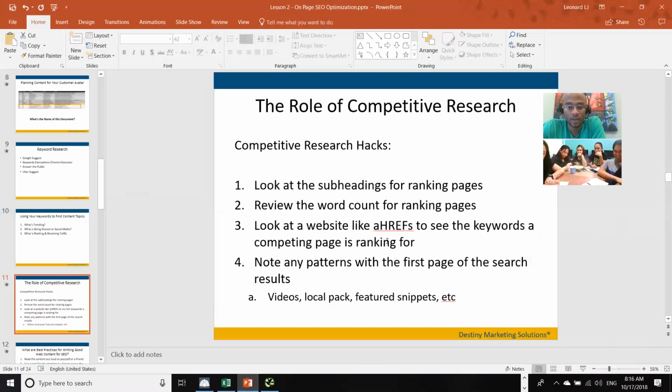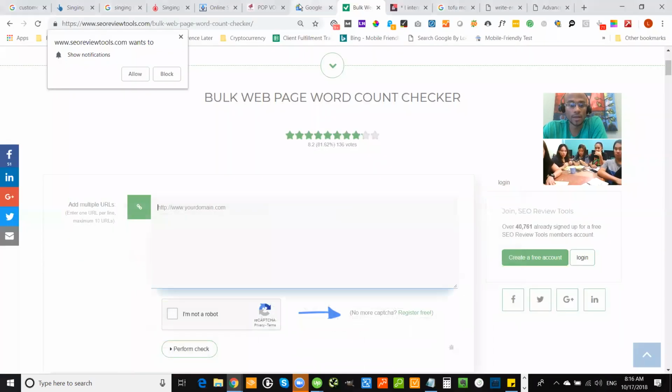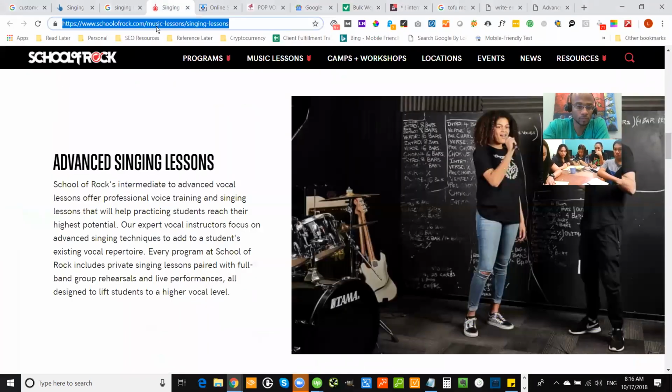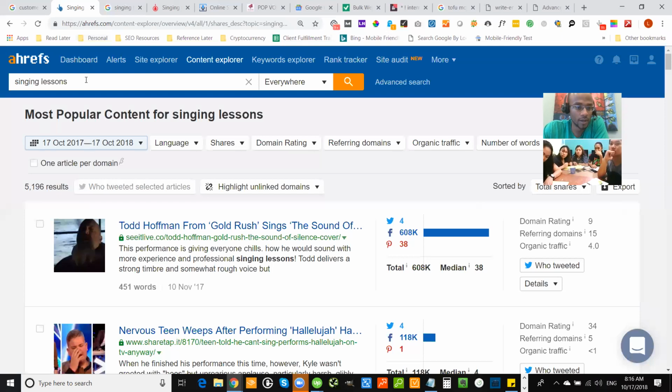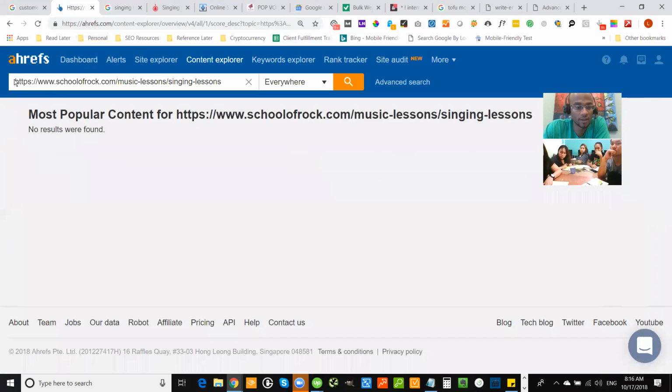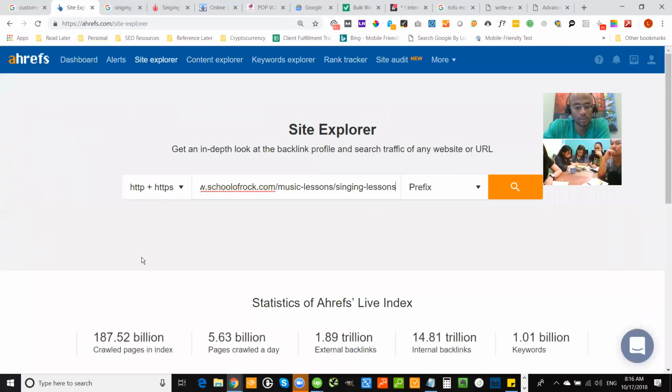So number 3, you can also look at a website like Ahrefs to see which keywords that competing page is ranking for. Jarek, I think this was you that mentioned you want to look at your competing web pages because it helps you figure out the strategy you can use for your own page. So let's just use the first example. If we plug in schoolofrockmusic.com, their singing lessons page, it'll tell us a few of the keywords that they're ranking for. So we actually have to go back to Site Explorer. And then we plug in a URL. So go to Site Explorer and then click Search.